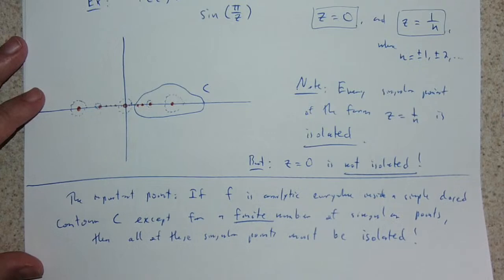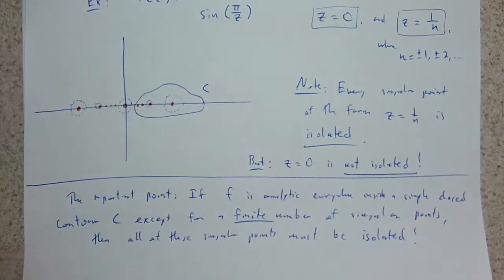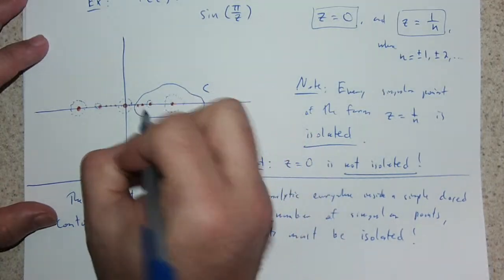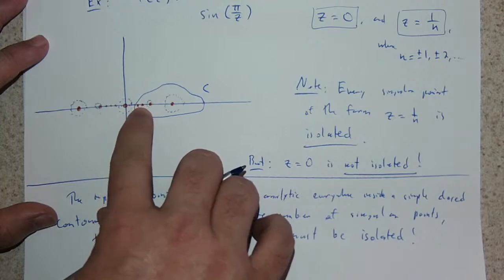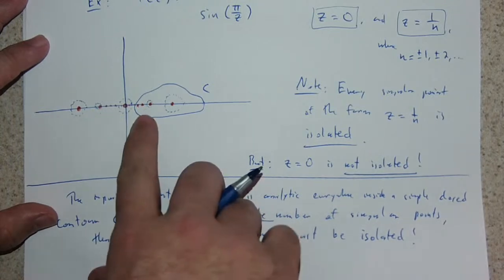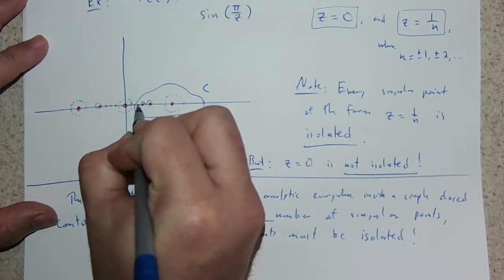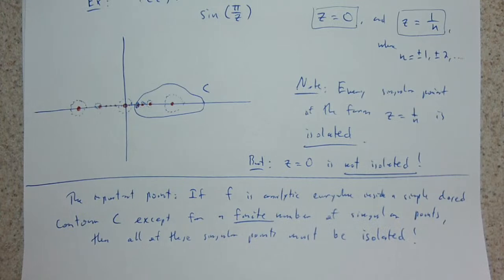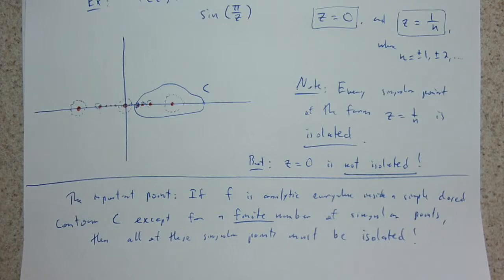And so why do those 4 have to be isolated singular points? Since there's finitely many of them, I can just take the distance of these points to each other, and use half of that as my radius for deleted neighborhoods of those points. Maybe I have to make the radius very, very tiny, but I can do that in a systematic way, and make them tiny enough so that they are all inside of the contour C if I need.